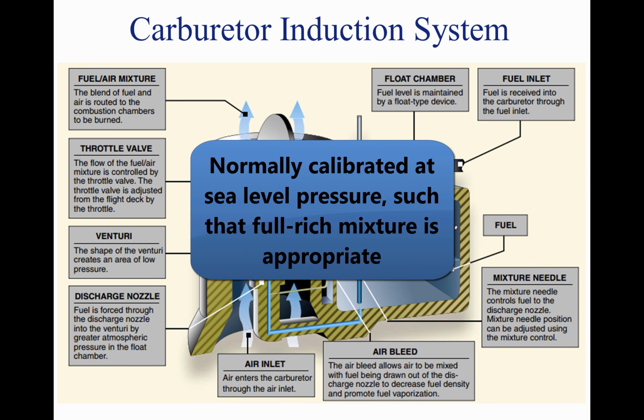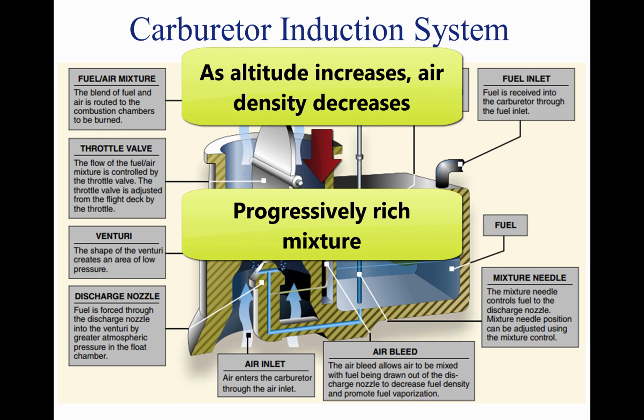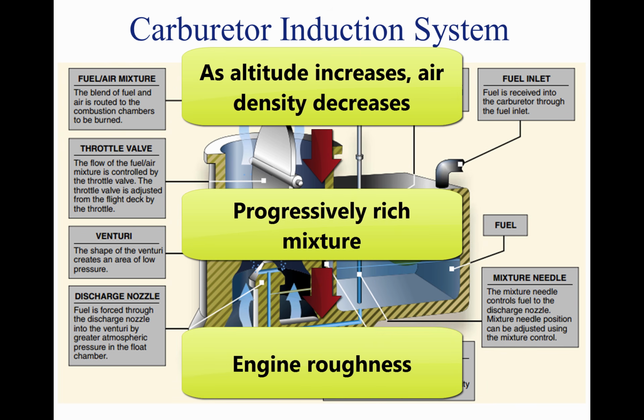Carburetors are normally calibrated at sea-level pressure, where the correct fuel-to-air mixture ratio is established with the mixture control set in the full rich position. However, as altitude increases, the density of air entering the carburetor decreases, while the density of the fuel remains the same. This creates a progressively richer mixture, which can result in engine roughness and an appreciable loss of power.